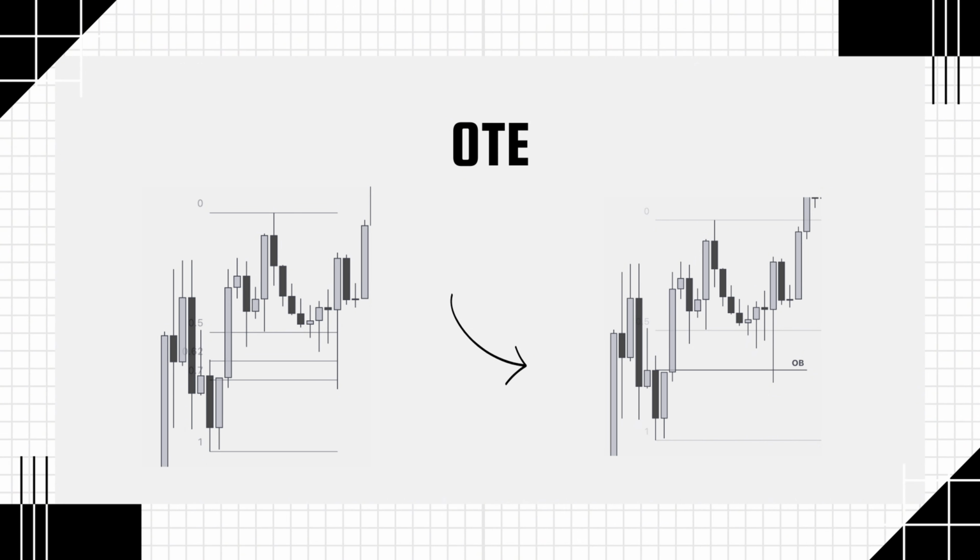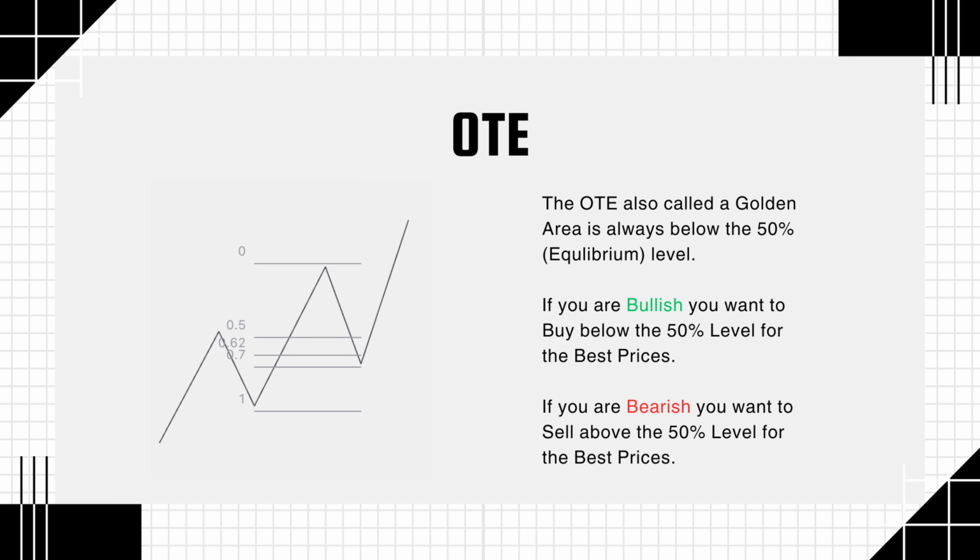But if you use 2 brain cells more, you can already figure out that you want to buy below the 50% level, which is also called the equilibrium. The OTE, also called the golden area, is always below the 50% level. You don't even have to draw in the 62 or 70% level. It doesn't make sense. If you're bullish, you simply want to buy below the 50% level for the best prices. It's like me telling you to buy Bitcoin right now, or you could have bought Bitcoin at 10K. Well, everybody would have wanted to buy Bitcoin at 10K, missed out on that, in this case by now.